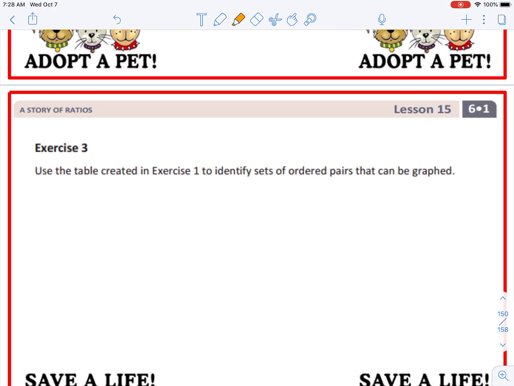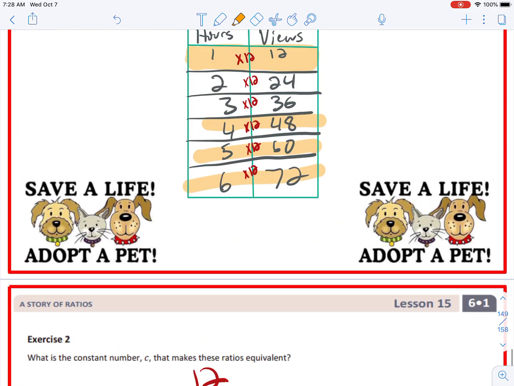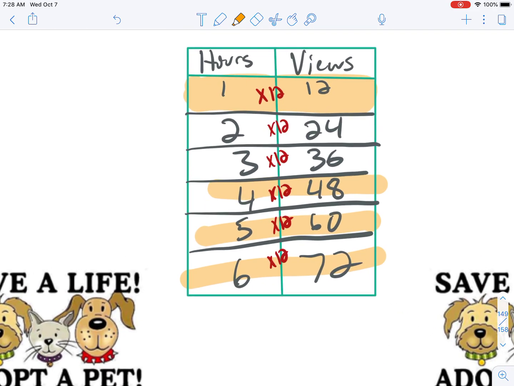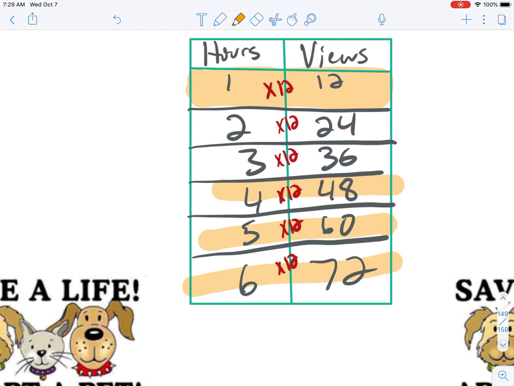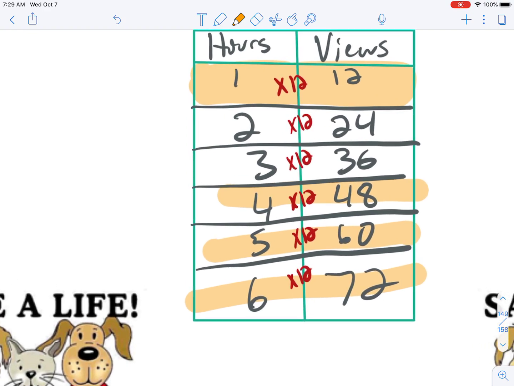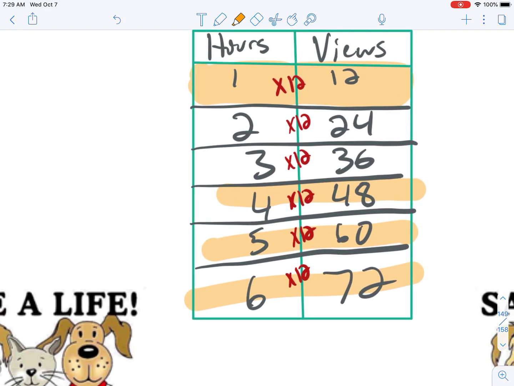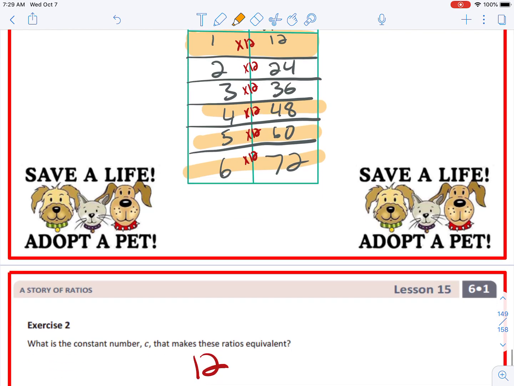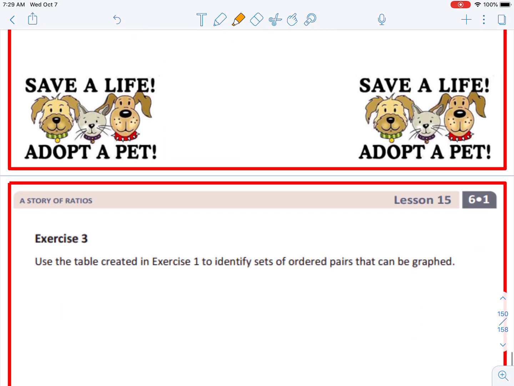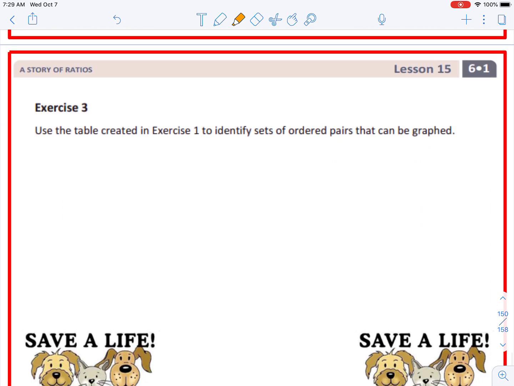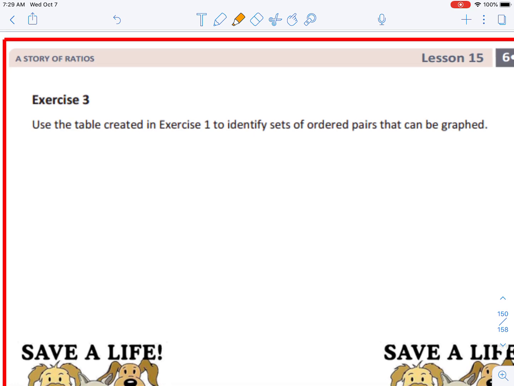So it says, use the table created in exercise 1 to identify sets of ordered pairs that can be graphed. Okay, if you didn't copy this down, copy it down right now, pause the video. Copy this down real quick because we're going to make ordered pairs from it. Okay, so you should have copied it down. We're going to make ordered pairs from that table.